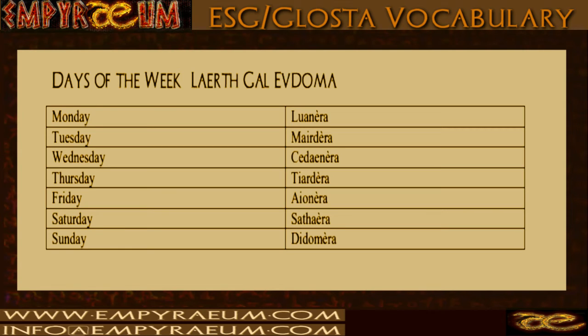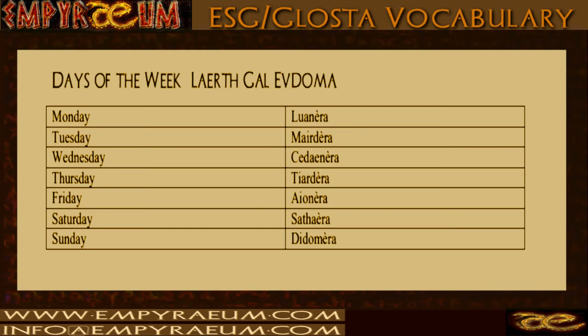Monday is Luanera. Tuesday is Merdera. Wednesday is Sedenera. Thursday is Tiardera. Friday is Eonera. Saturday is Sathaera. And Sunday is Didomera. Again, as in English, you have the day on the end, as in you have Monday, Tuesday, blah blah blah. In Empyrean, era is a thing that indicates it is a 24-hour period preceding the one that comes next to it.